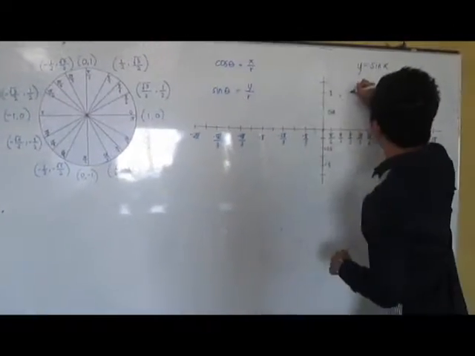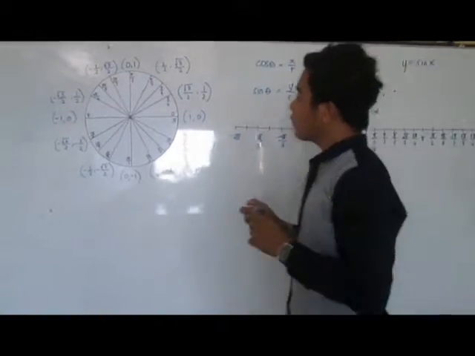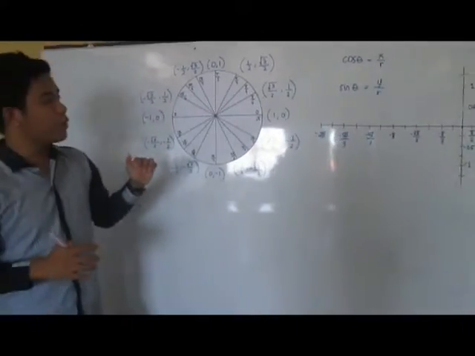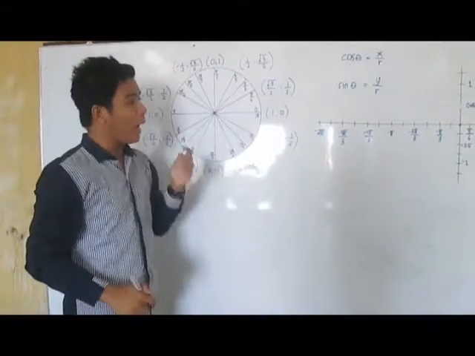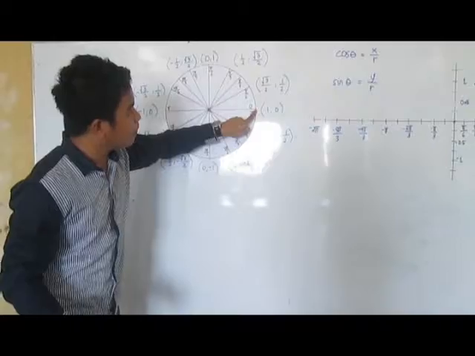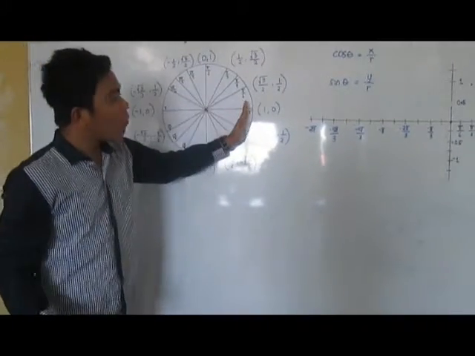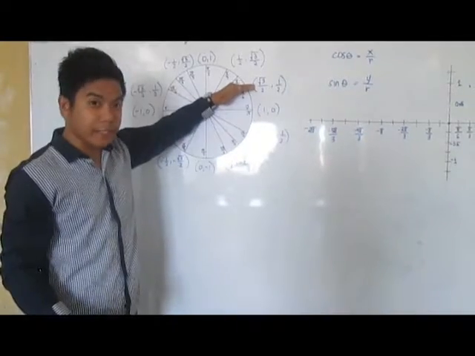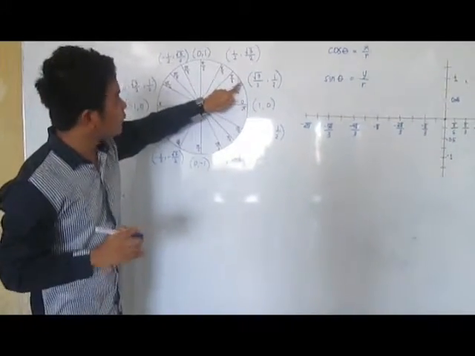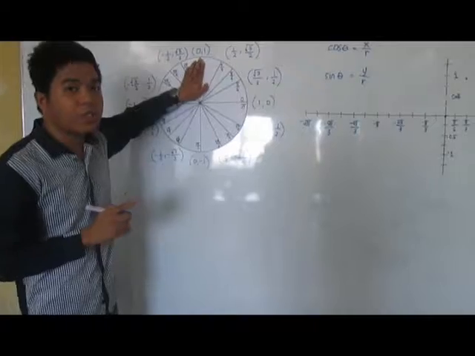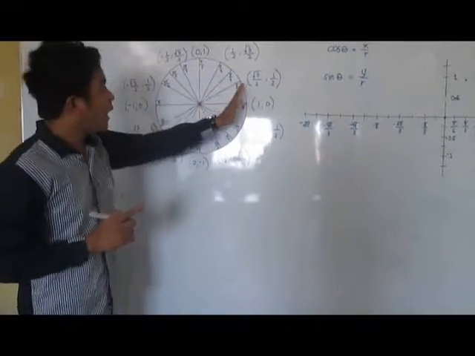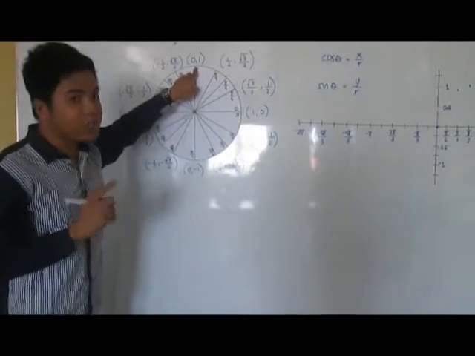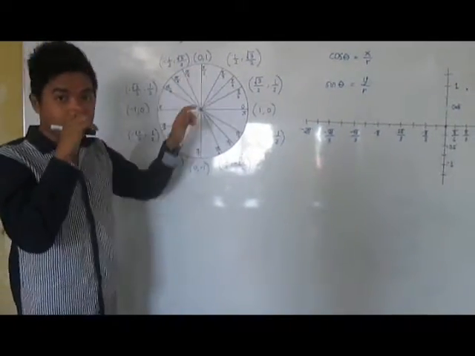So that's here. Now let's start from there and observe the relationship of our x and y. As you can see, from this point to this point, our x decreases while our y increases. That continues until we reach 90 degrees, or pi over 2.